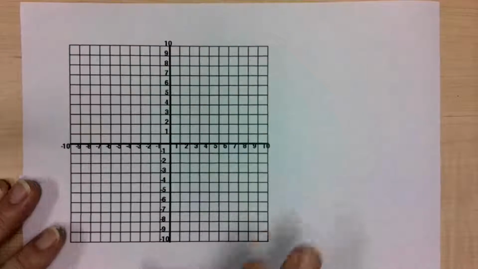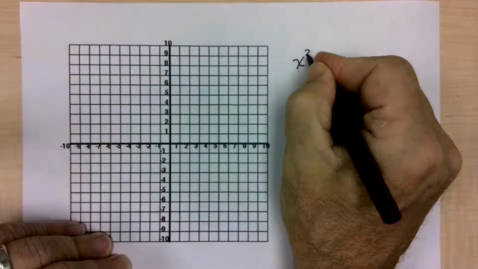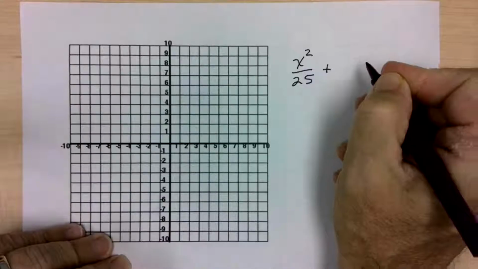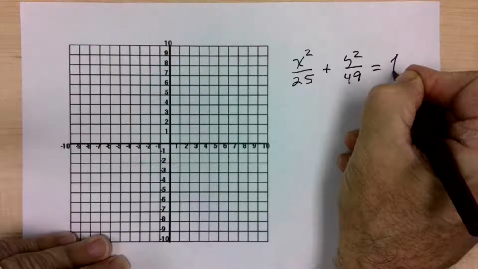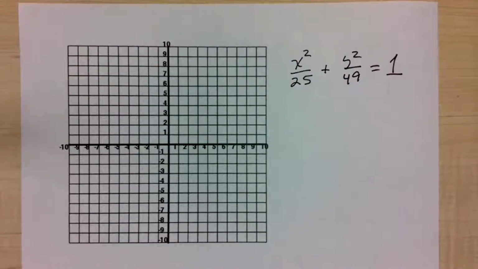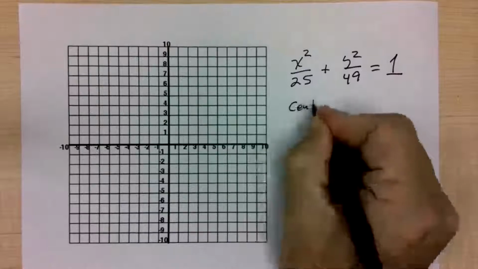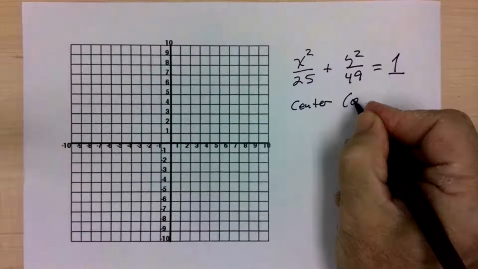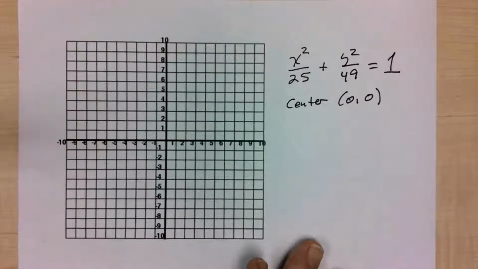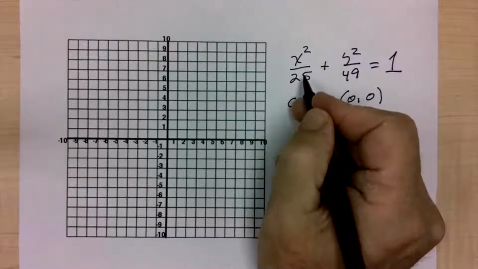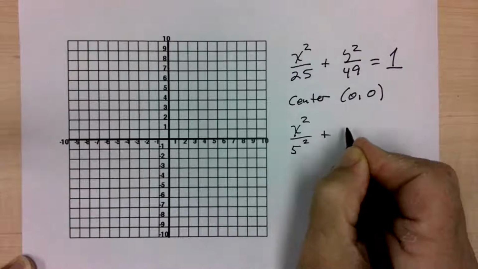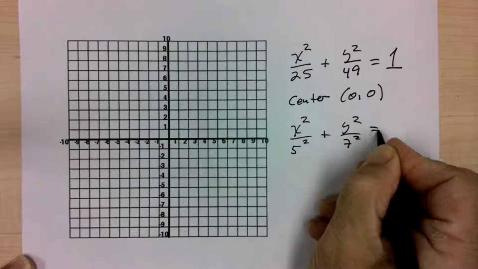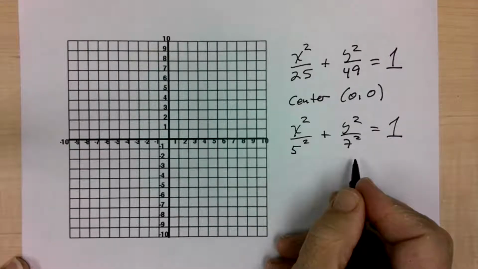If I have x squared over 25 plus y squared over 49 equals 1, this is the form that we like. The center of the ellipse is at 0, 0, and eventually we'll move off the center a little bit. Now we have 5 squared downstairs, so we rewrite the equation as x squared over 5 squared plus y squared over 7 squared equals 1. The 5 and the 7 are going to be important.